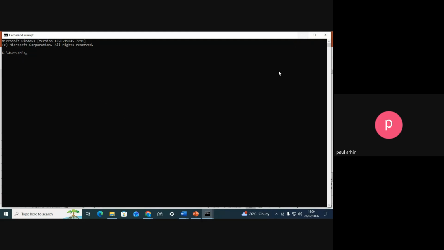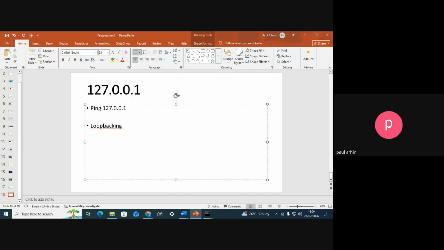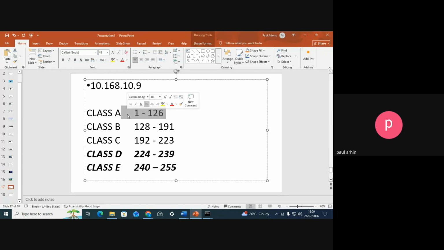That is why 127 is a reserved IP address. So we don't actually add it to these ranges when we're trying to classify IP addresses. I believe it's clear. Okay, good.